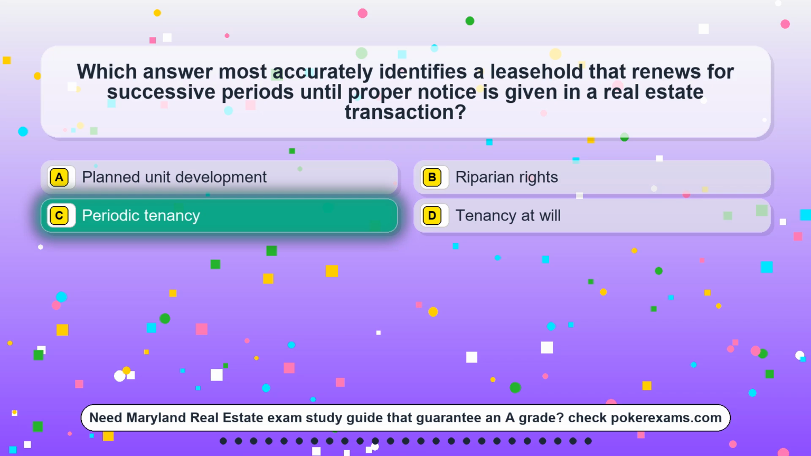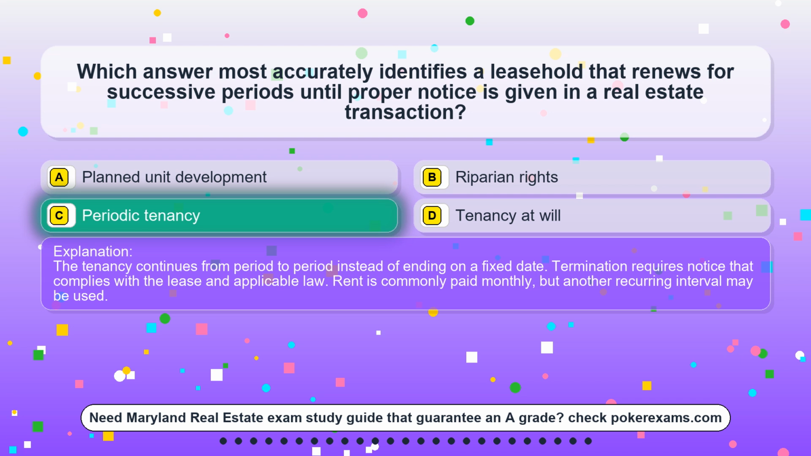The correct answer is option C, periodic tenancy. The tenancy continues from period to period instead of ending on a fixed date. Termination requires notice that complies with the lease and applicable law. Rent is commonly paid monthly, but another recurring interval may be used.